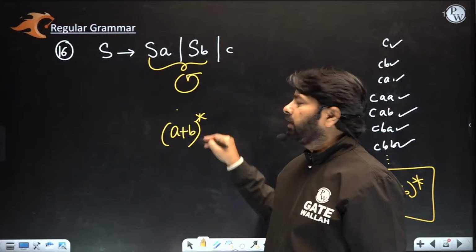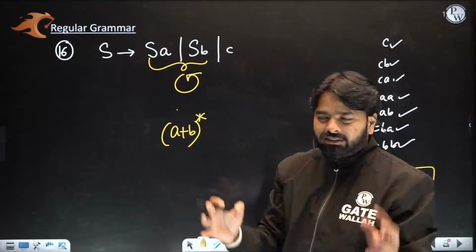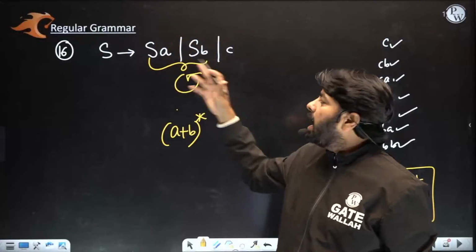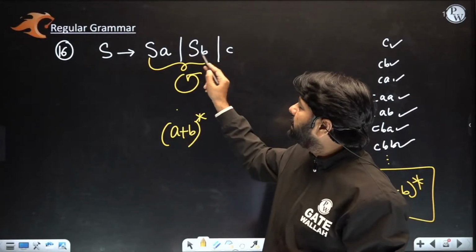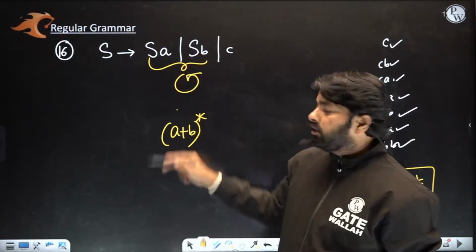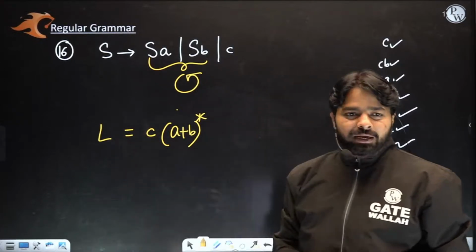Okay, they are not individual. Even though I have done two different productions, they can come in any order, in any sequence. That makes (A plus B) whole star, and C should come before, because S is there before A or before B. So here C should come. This makes C followed by (A plus B) whole star.